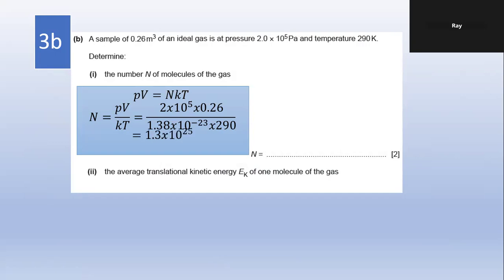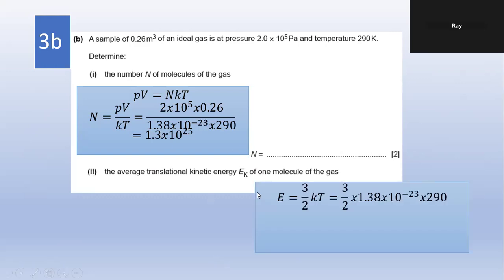Average translational kinetic energy of one molecule of a gas. How do you calculate? What formula to use? PV equals nRT equals NkT. Right? Just use the kinetic energy formula, 3 over 2 kT. This is your k value, this is your T value. If you cannot remember, derive it.